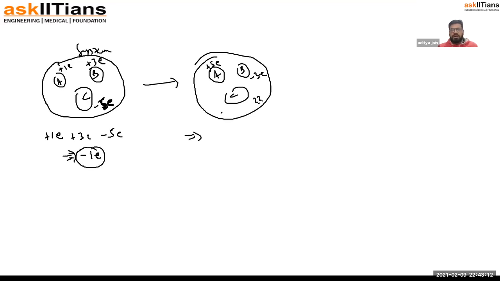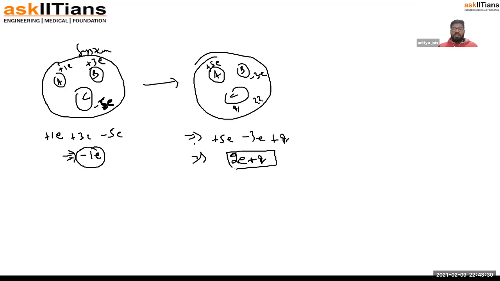So this minus 1e is the total charge before redistribution. And what is the total charge after redistribution? Let's say the charge on body C is Q. So can I say the total charge will be 5e minus 3e plus Q? That will give you 5 minus 3, 2e plus Q. So this is the total charge after redistribution.